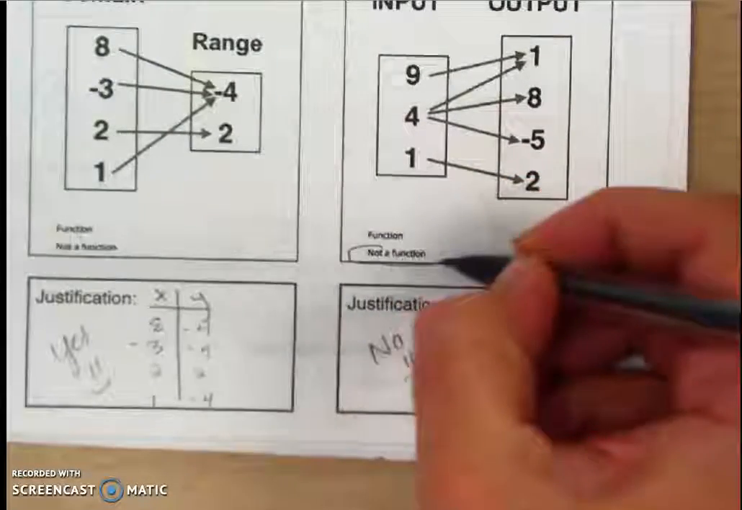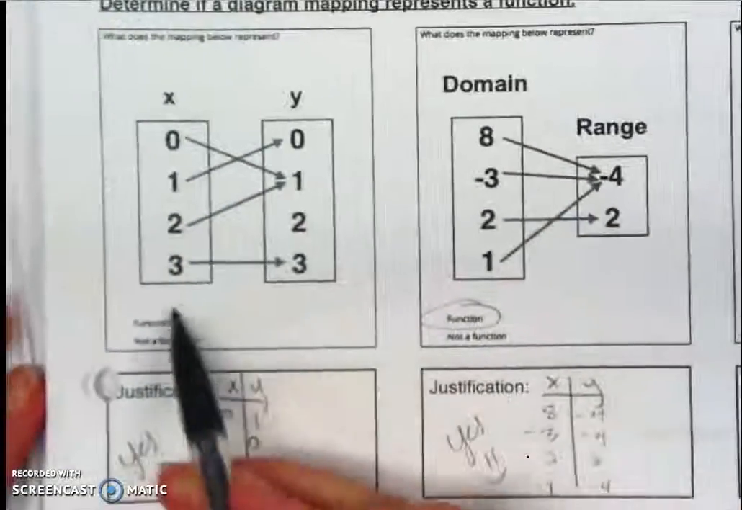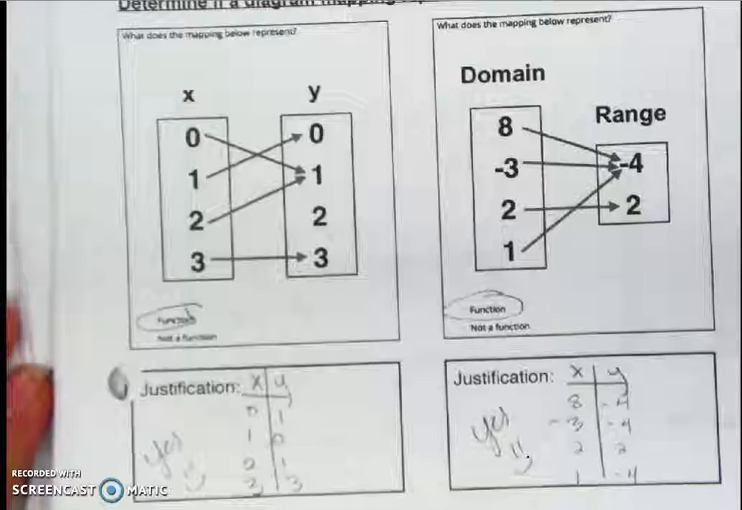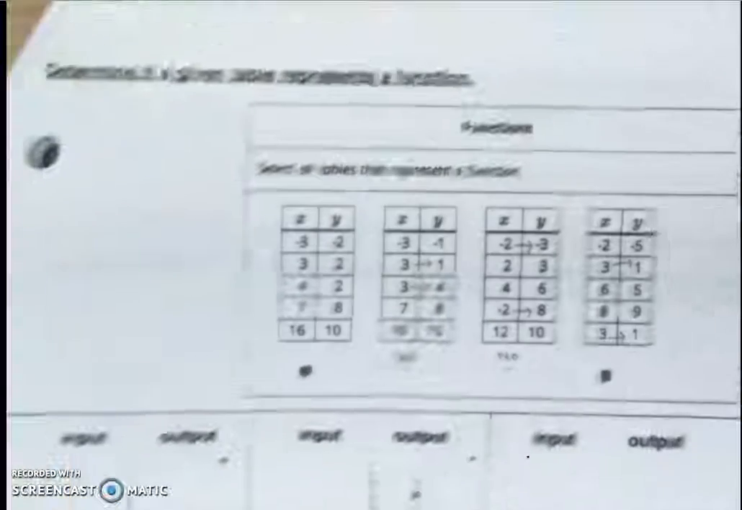That's not a function. Oh, here we are. Not a function. This one is a function, only one arrow. This one is a function, only one arrow coming out of each of those. All right, so there we have it. There's our mapping diagrams. Here's what it would look like on a graph, and there it is on tables.